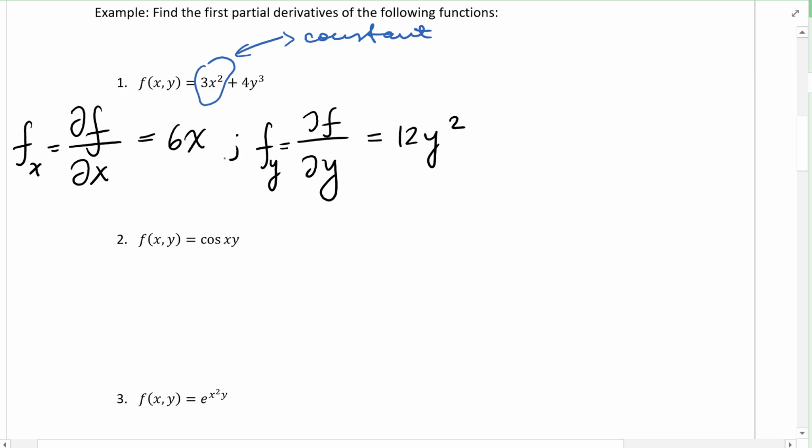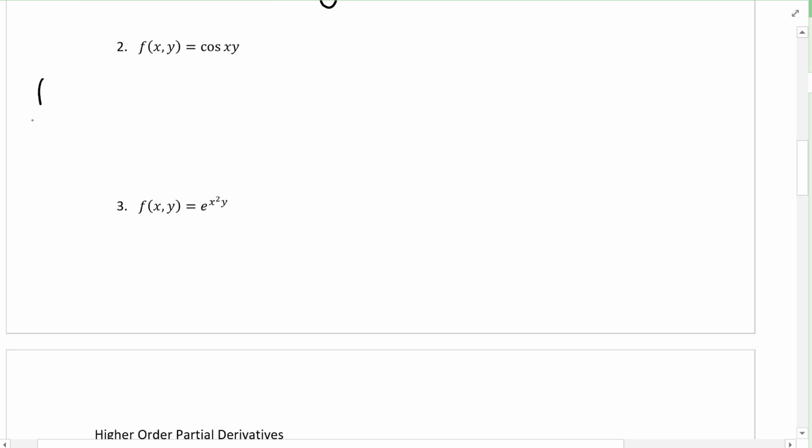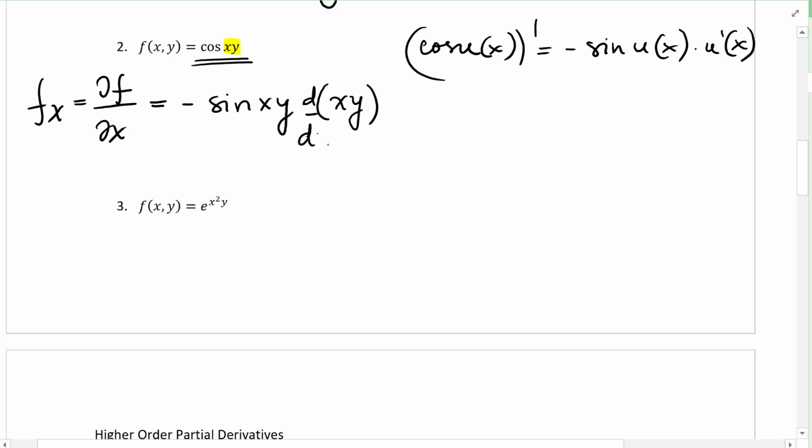Let's do another problem. So let's do the first derivative of f with respect to x, so df/dx equals, and we want to differentiate cosine of xy. So let's remember that cosine of u of x, prime, is negative sine of u of x times u prime of x. So in this case, our u of x is xy. So we get negative sine of xy times xy prime, but that means differentiate with respect to x.